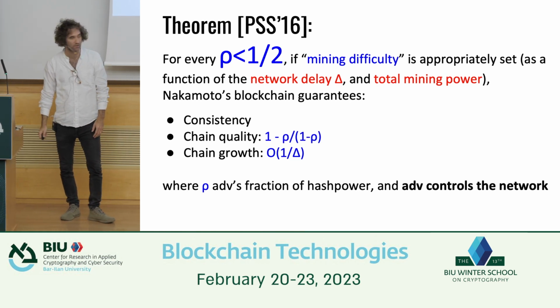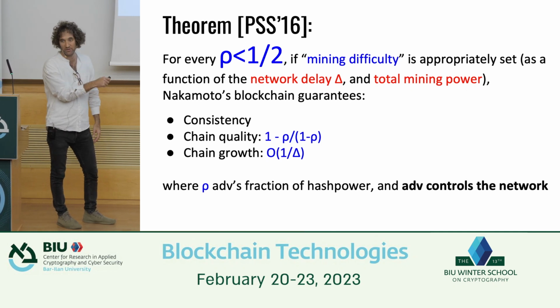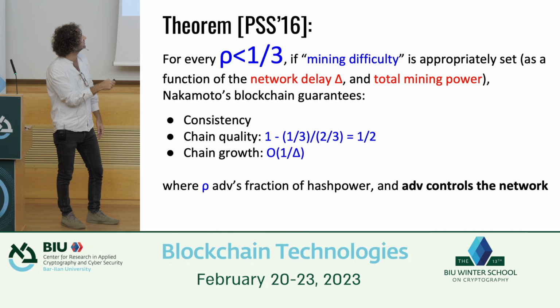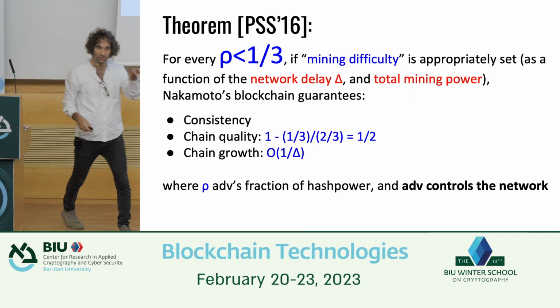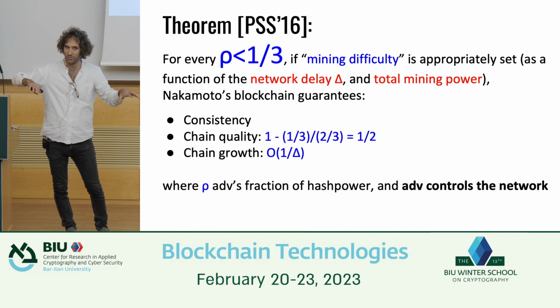So it gives you consistency, it gives you chain growth, it gives some chain quality that's kind of bizarre. It's kind of hard to interpret what this is. Let's just say that if the attacker controls less than 1/3, the guarantee we get is that the chain quality is at least 1/2. So if the attacker controls 1/3, the good guys will get at least 1/2. So that's not optimal, right? The good guys have 2/3 of the computational power, but they only get half of the mining rewards. So it does not have optimal chain quality.